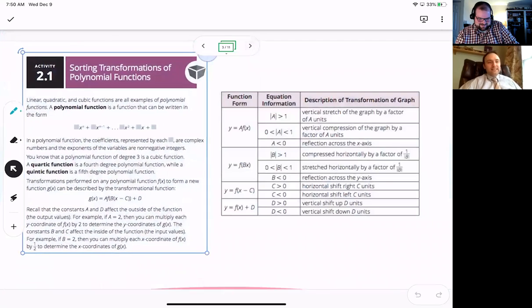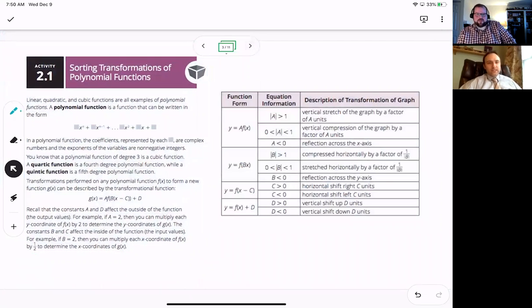All right. Linear, quadratic, and cubic functions are examples of polynomials. A polynomial function can be written as something times x to the n. Sometimes you write that as a_n x to the n, and then a_(n-1) x to the n minus 1, etc. So basically those gray squares are coefficients.